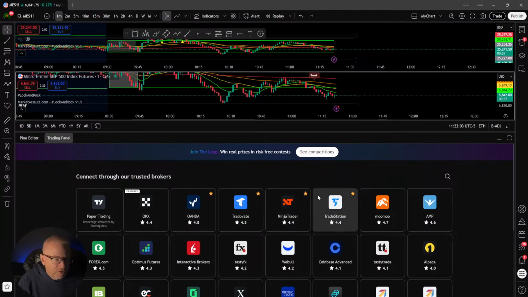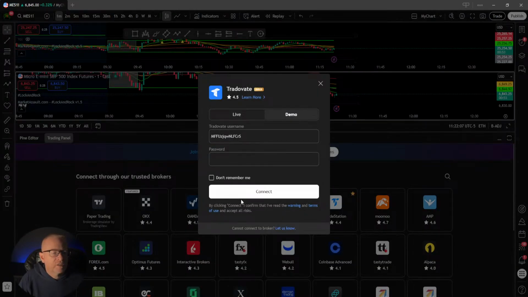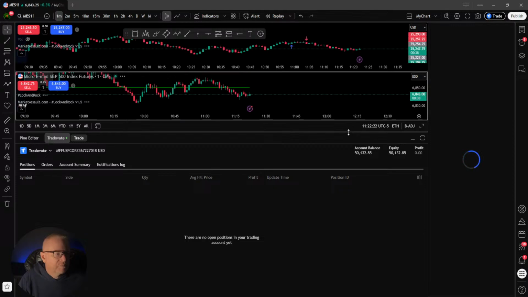Okay. And then you'll see all the brokers. Then just go to Tradovate, click that, and then make sure it's on demo. Okay, make sure your demo is clicked, and then you've got to put in your same credentials that you got. I think you're with Apex, right? Yeah, I've got to go to Apex to get that.